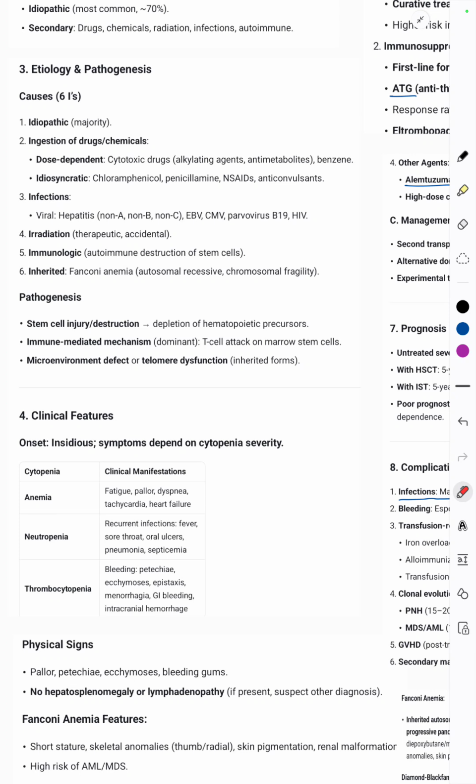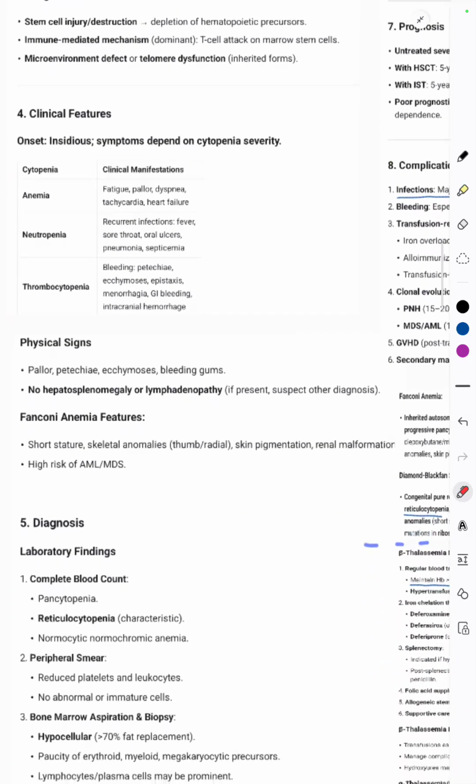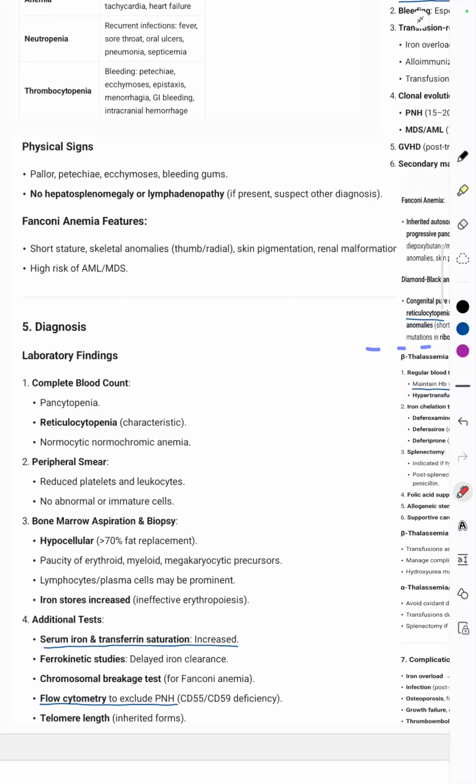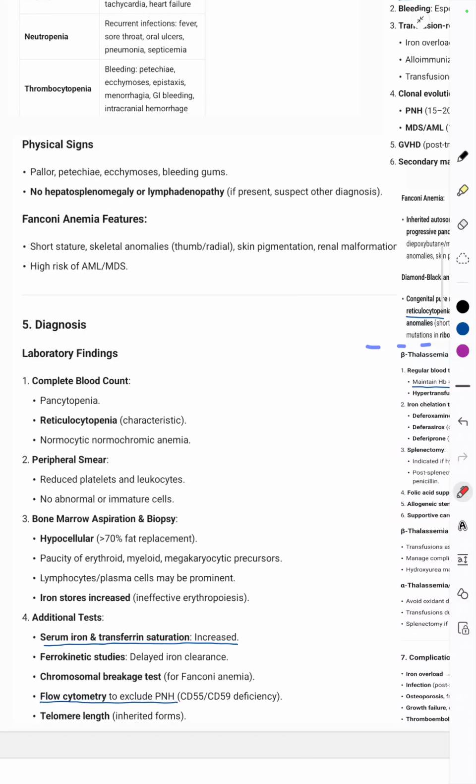Pathogenesis: there is a stem cell injury or stem cell destruction leading to an immune-mediated mechanism and T cell attack, microenvironment defect, and telomere dysfunction. Because of this, the cells die. Now the clinical features: because of anemia, obviously there will be fatigue, pallor, dyspnea. Due to neutropenia, there will be recurrent infections, fever, sore throat, and thrombocytopenia will lead to bleeding, petechiae, ecchymosis or epistaxis. There will be no hepatomegaly, splenomegaly or lymphadenopathy in this particular case.